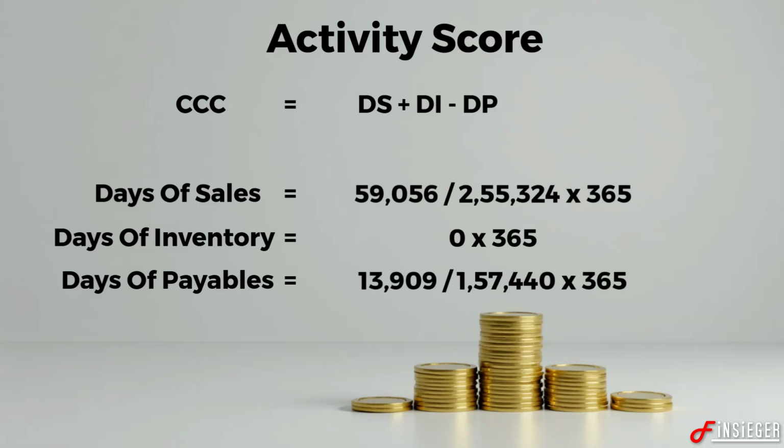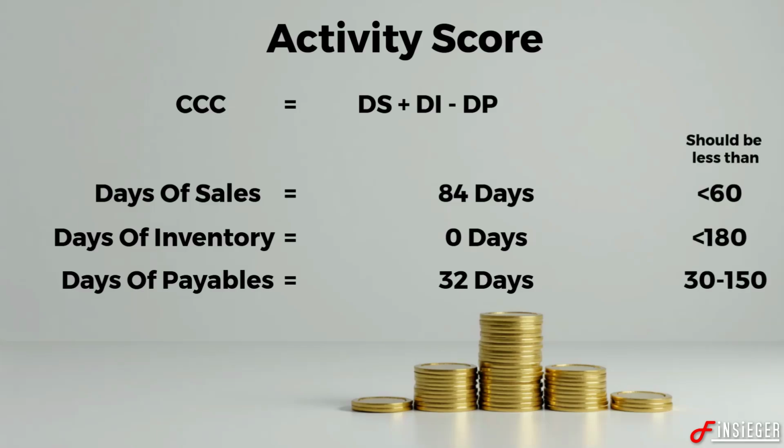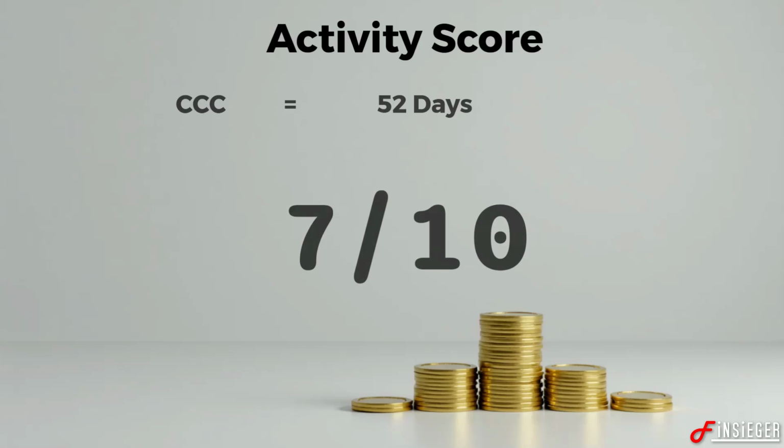After calculating this for TCS, we get 84, 0, and 32 respectively. Ideal values are mentioned on the right side. Inventory's best figure depends on industry and product. Being a software company, there is not much inventory as the major revenue generation is from providing services. So the cash conversion cycle for TCS is 52 days, which is great, so we have an activity score of 7 out of 10.